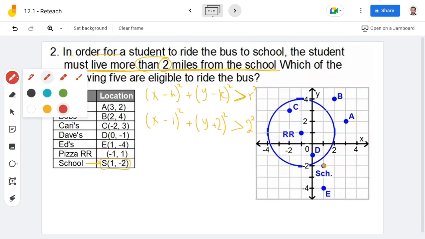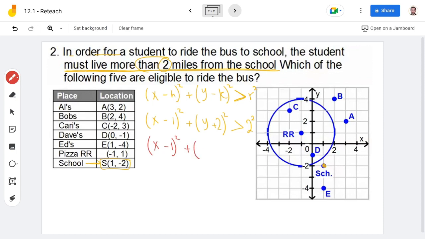Now 2 squared, let me simplify this. It will be (x minus 1) to the power of 2 plus (y plus 2) to the power of 2 greater than 4. Now let's draw our circle. The radius is 2 from everyone, 2 up, 2 down, to the right. So it should be here, here, here, and also here. As you can see, my circle will be like this.